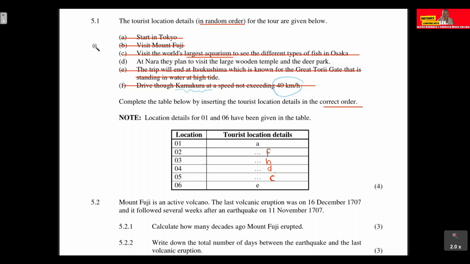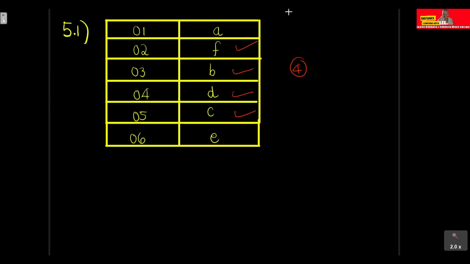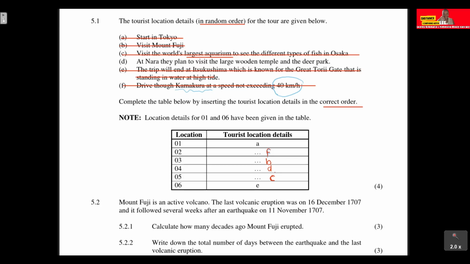I'm just going to write that on the next page, and then we are going to continue with question 5.2. Right, so those are the solutions for question 5.1, and that is how they would mark that question. Let us go on to question 5.2.